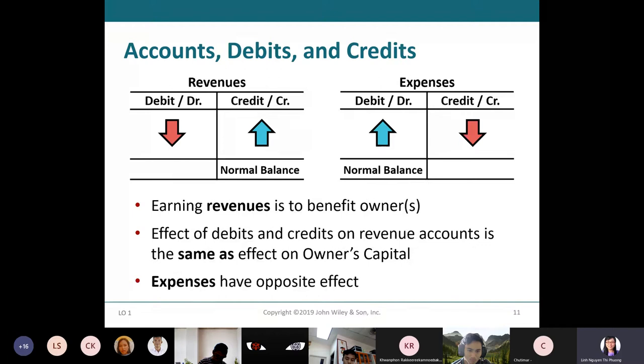Revenue, normal balance will be credit, because when revenue increases, owner equity increases, right? So when owner equity increases, we credit. Expenses, normal balance will be debit. Why? Because when expense increases, owner equity will decrease, right? And when owner equity decreases, we debit.